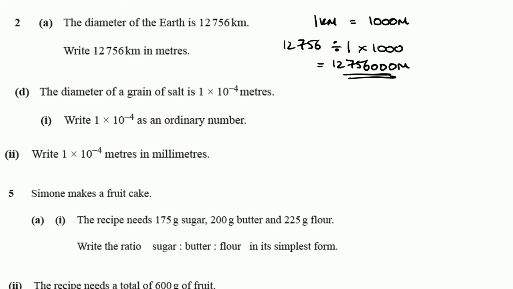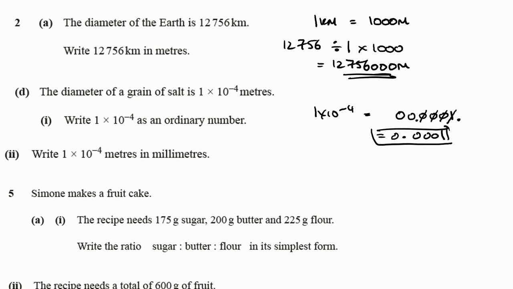Now we've got a bit of standard form. The diameter of a grain of salt is 1 times 10 to the minus 4 meters, and I want to write this as an ordinary number. So 1 times 10 to the minus 4 is, well, let's just do 0.00001, and timesing by 10 to the minus 4 would move it past 1, 2, 3, 4 of these digits, which gives me 0.0001 as an ordinary number.